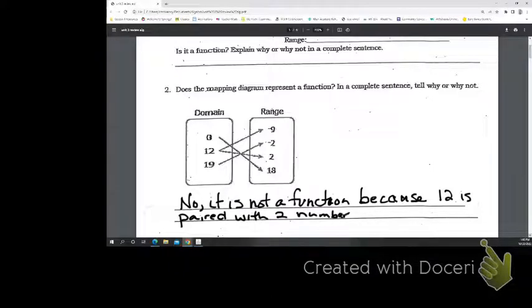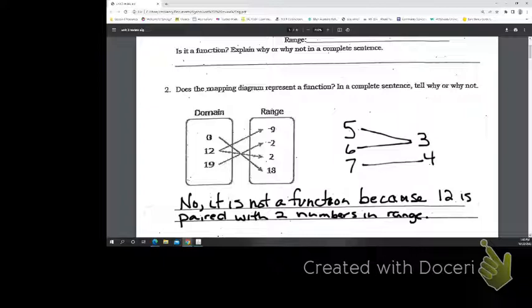Again, it would not matter if we had 2 of these going to the same place. So if I had something like this, 5, 6, 7, and then 5 and 6 both went to 3, and 7 went to 4, is that a function? That's still a function. Every single one of them could go to the same place.